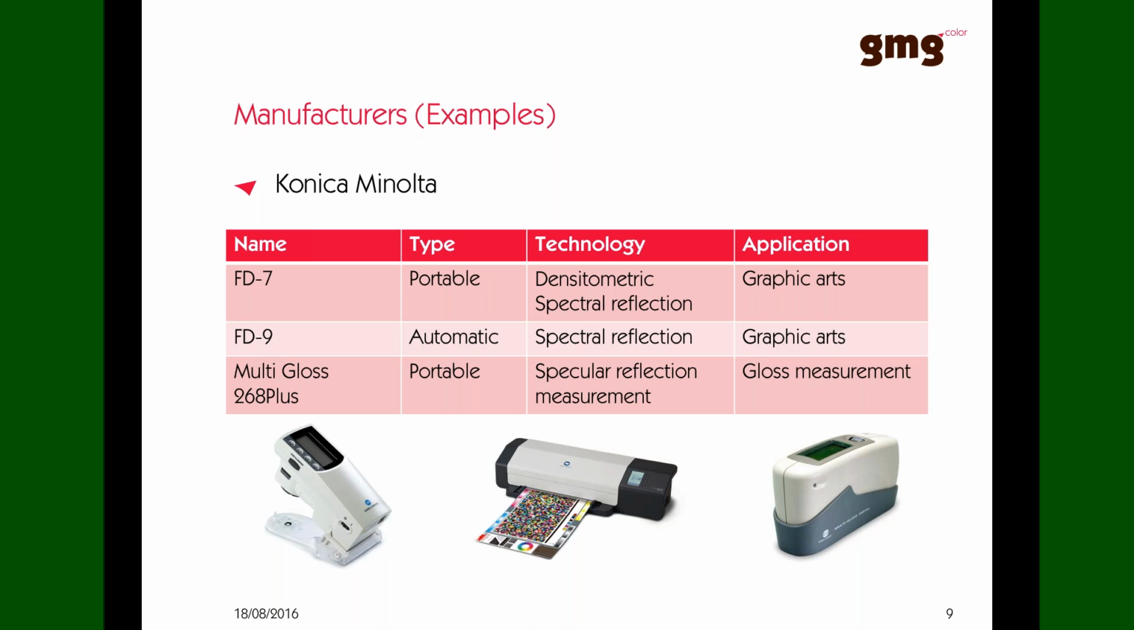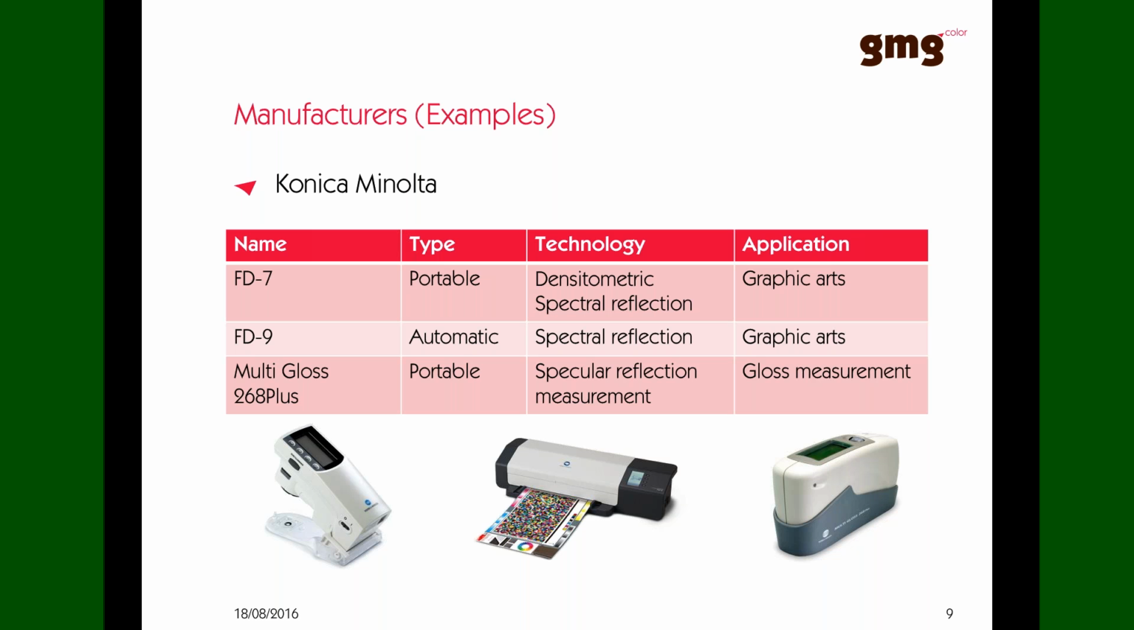And in the lower middle, you see the FD9. That's an automatic measuring device. It measures the spectral reflection again, also mainly used in graphic arts. The nice thing about the FD9 is, as you see below, you don't have to cut out your test chart, because the measuring device also recognizes a test chart that's on a page that you put in there, even if you have other stuff around your test chart, for example, images and so on.